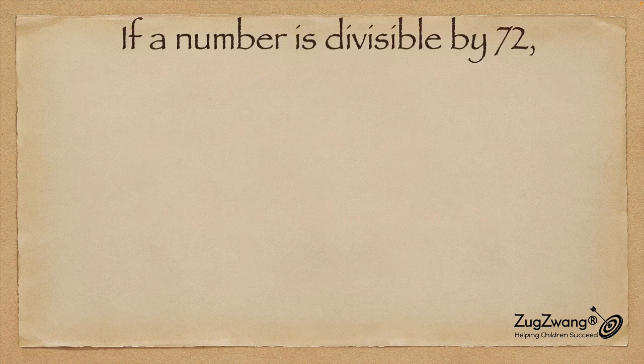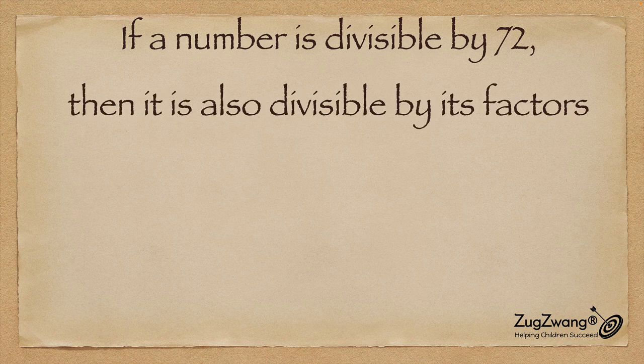If a number is divisible by 72, then it follows that it should be divisible by all its factors as well. And it kind of makes sense because 72 is divisible by all its factors, which means any multiple of 72 will also be divisible by all of its factors.